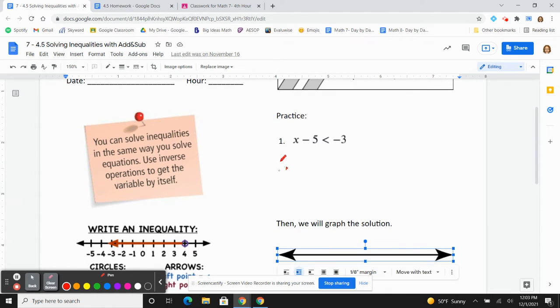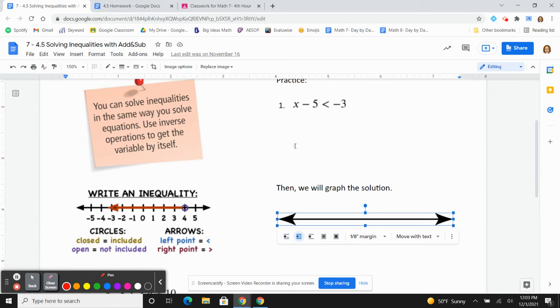So, number one, wait a second. Let's talk about this really quick. We're also going to need to graph our solution because the inequality is going to tell us that there's going to be more than one answer. So we're going to show it in a graph. You're going to have a circle on the number, and then your arrow is going to go one direction.